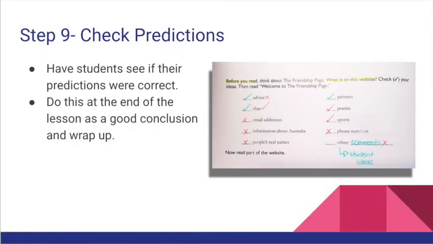Step 9 is checking predictions. After you finish all the Reading 1 sections, go back to the student's original predictions. This is a good way to review the most important ideas and wrap up the lesson.